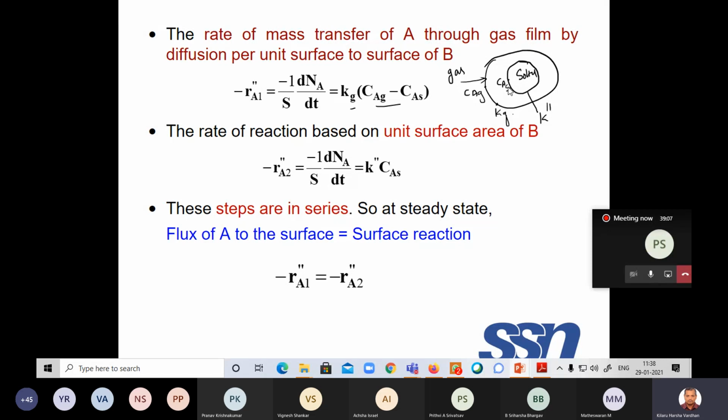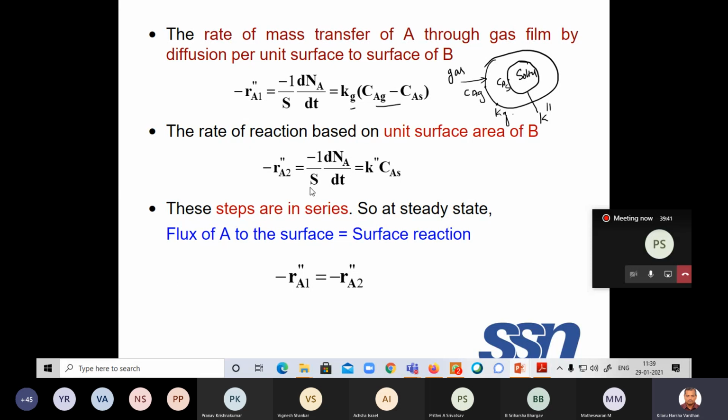You won't write the third step because this is the desorption. We want only how much gas is penetrating through this particular gas film and going to the solid surface, and how much of the gas going to the solid surface is reacted on the solid surface to give you the product. So out of the 3 steps, we write only the 2 steps here. First step is the gas penetration through the gas film. The second one is the reaction.